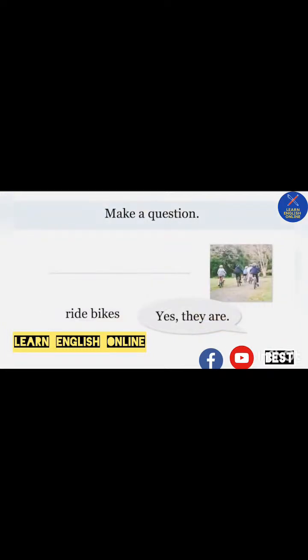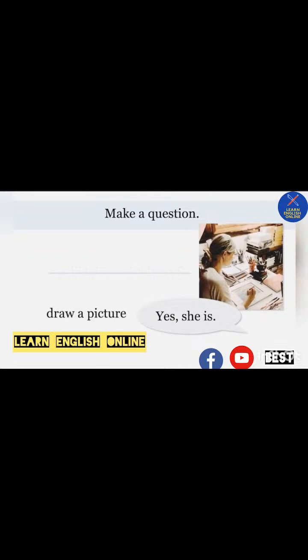You try. Make a question. You have the answer, yes, they are, so you know the subject is they, and you have the verb, ride bikes. Are they riding bikes? Yes, they are. Okay? Try again. This time, draw a picture. Draw is the verb, and yes, she is the answer, so you know she is the subject. Is she drawing a picture? Yes, she is.